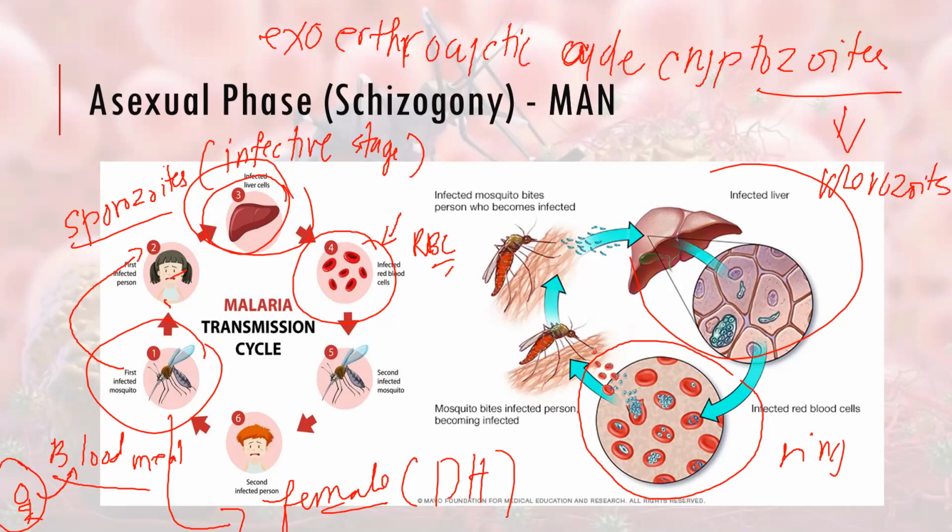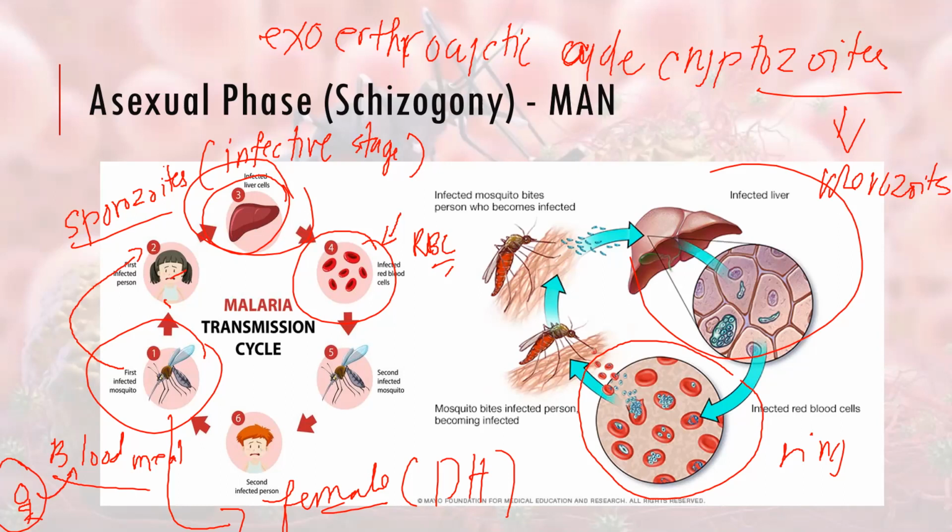That's why the patient experiences paroxysms. This is a synchronized rupture of RBCs that is seen in a patient with malaria every 72 hours, every 48 hours, and so on. What is that called? Synchronized. Okay? Then after that, after a series of erythrocytic cycles, what will happen?